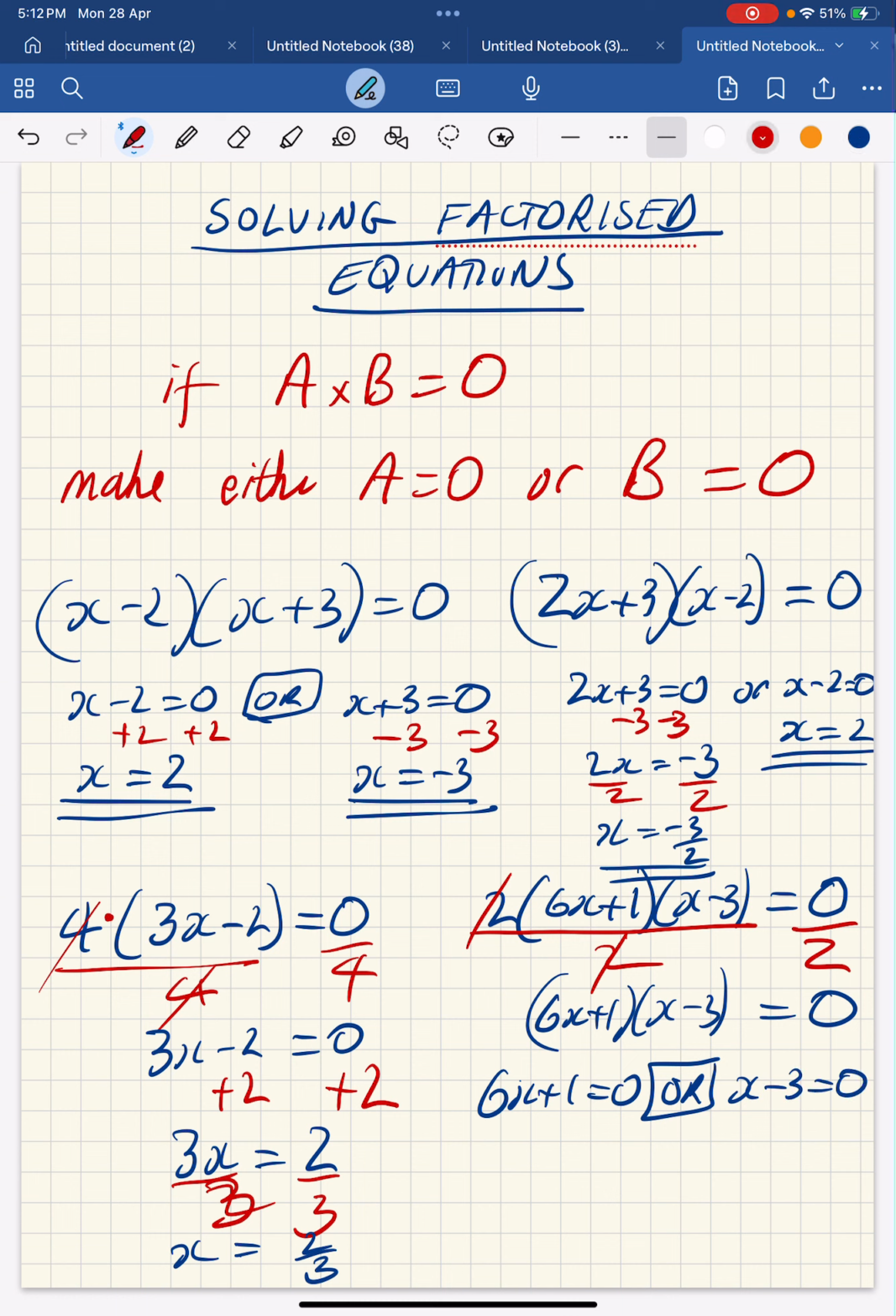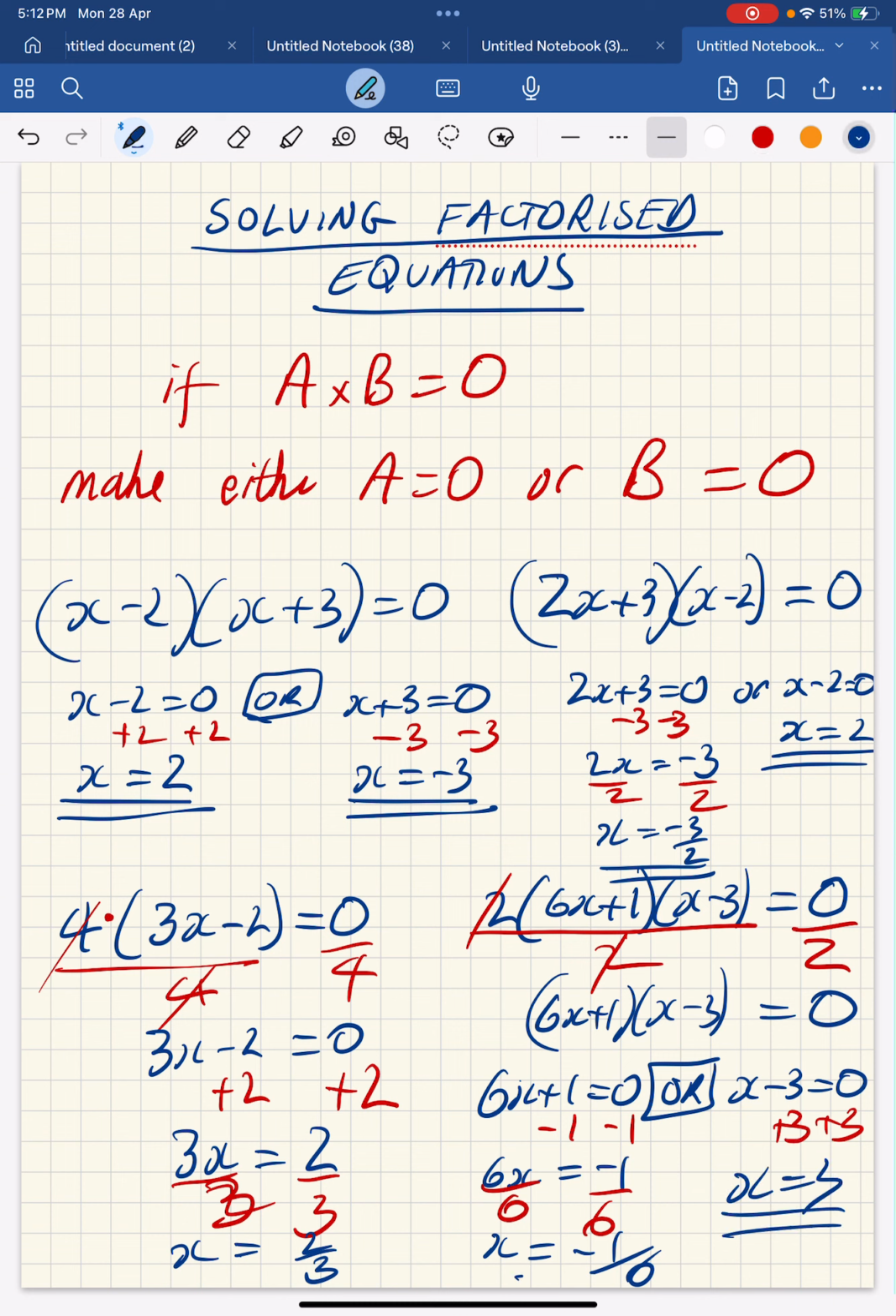Go ahead and now solve with your balancing, minus 1 minus 1. So 6x equals negative 1. Divide by 6, divide by 6. x equals negative 1/6. And over here, plus 3 plus 3. Therefore, x equals 3.